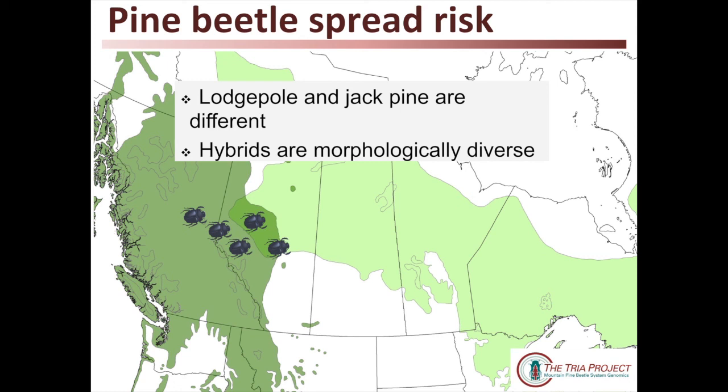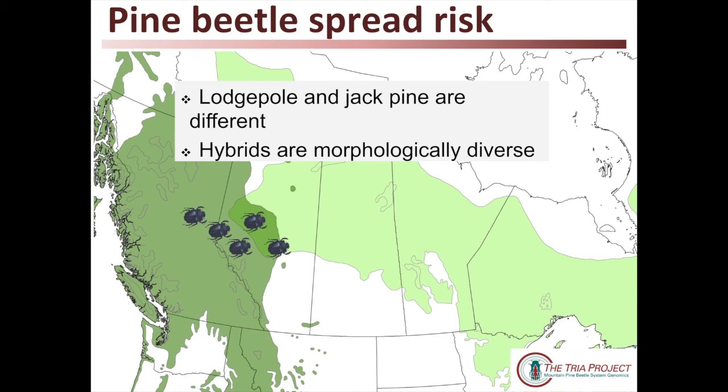So first of all, lodgepole and jack pine are different. I didn't know if you guys knew that, but they are. Lodgepole came from the west and colonized, and jack pine came from the east and colonized. And even though they are different, they're similar enough to hybridize. In that hybrid zone, the hybrids are very morphologically diverse. So a hybrid could look like lodgepole, or it could look like jack pine.